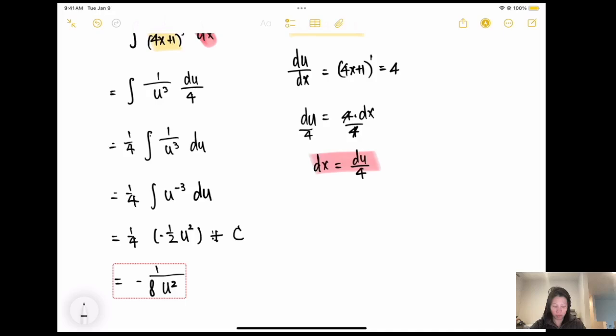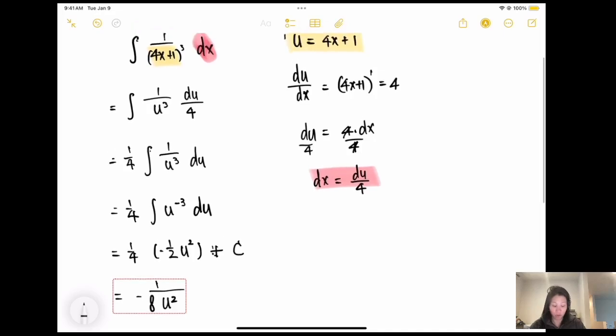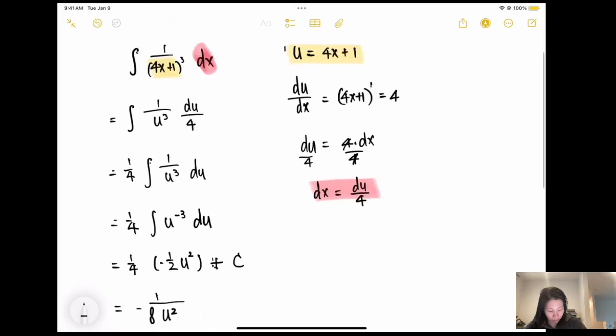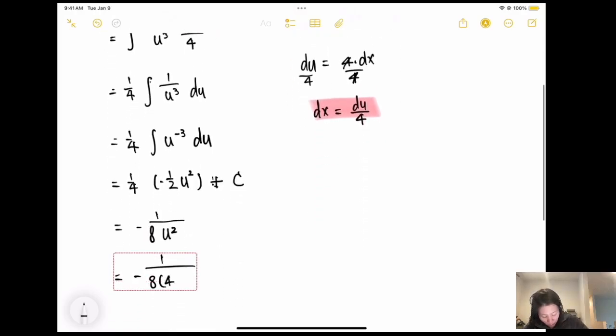And now we need to substitute u equals 4x plus 1 into the original function. So I have negative 1 over 8 times (4x plus 1) squared, plus c, in the denominator. So that would be the final answer.